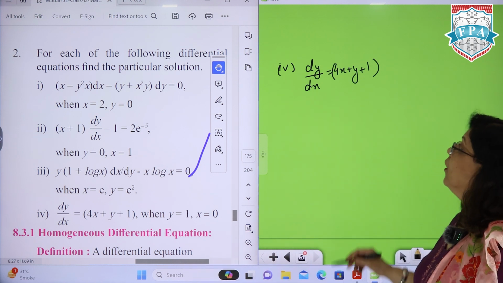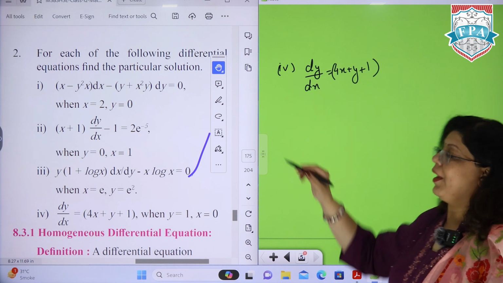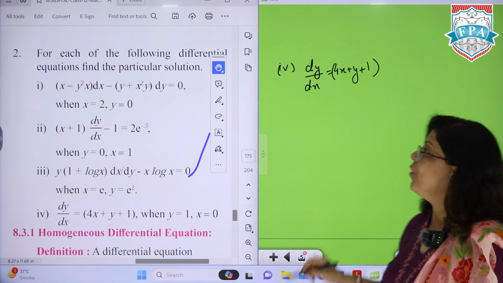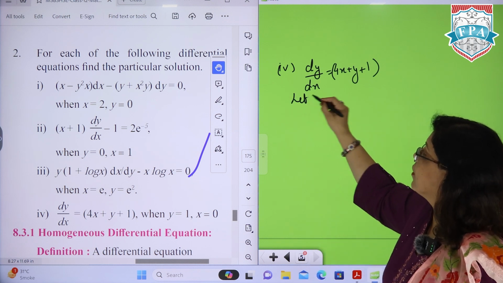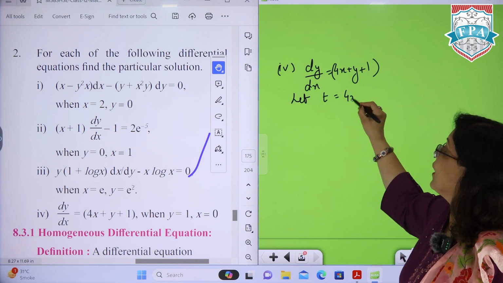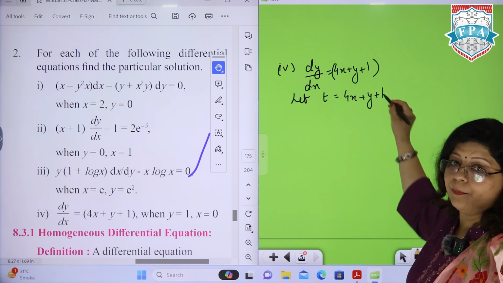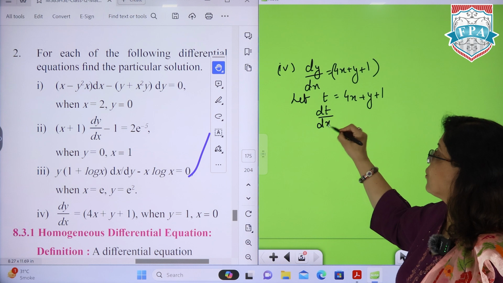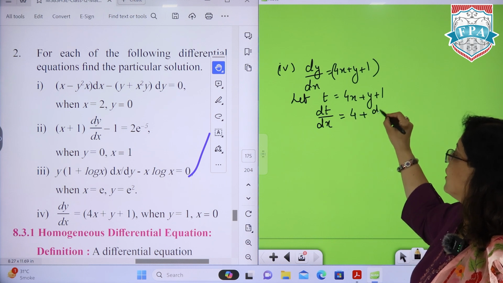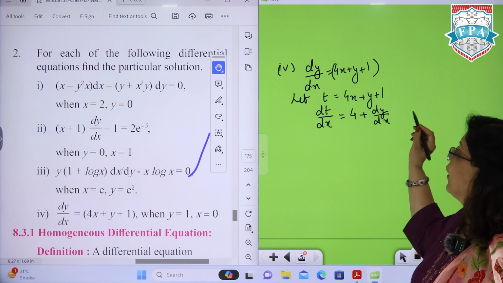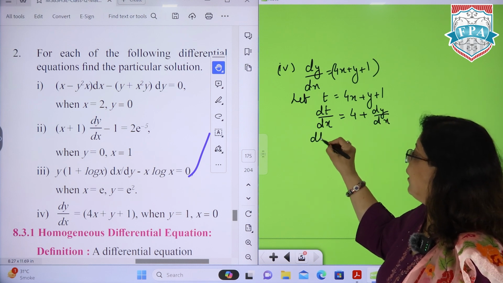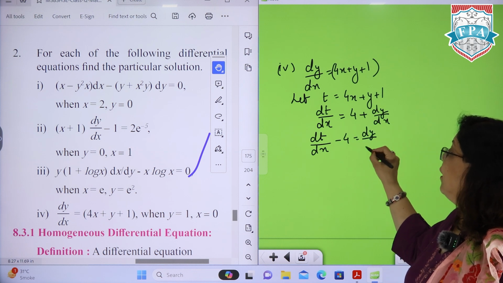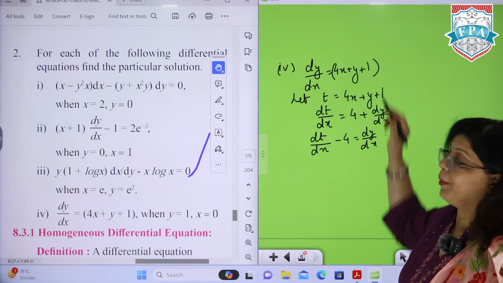So when we solve this, we can see that I can't switch y without the intervention of x. So the variables are not separable. So we'll take one assumption. Let t is equal to 4x plus y plus 1. Differentiate this t. So dt by dx, we are differentiating with respect to x, is 4 plus dy by dx. 1 will become 0. And then dt by dx minus 4 becomes dy by dx.